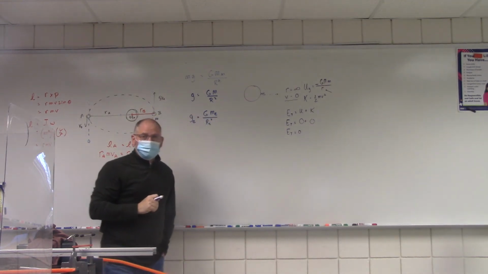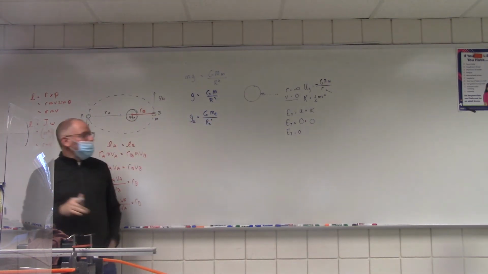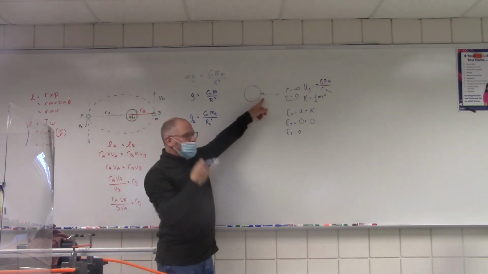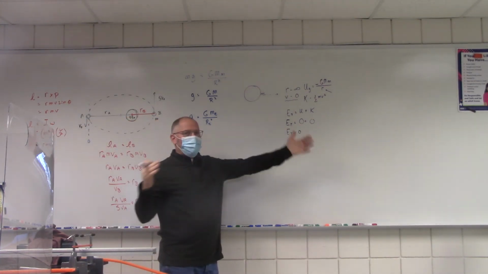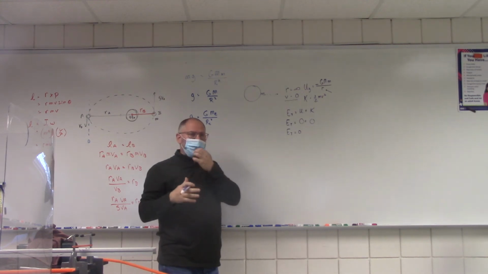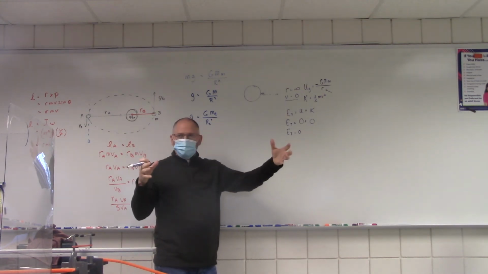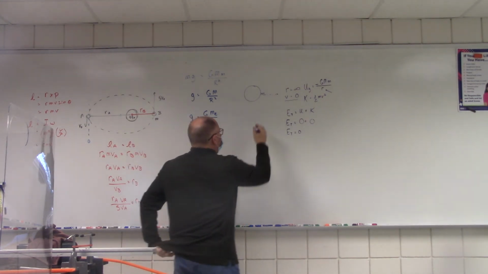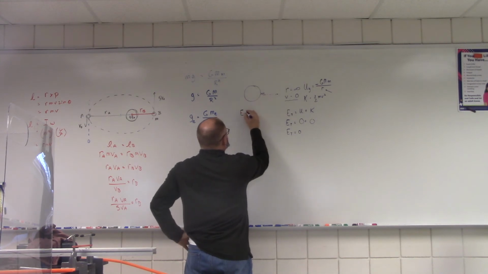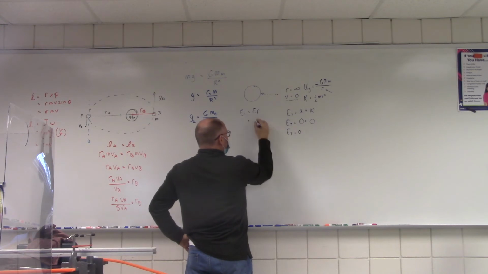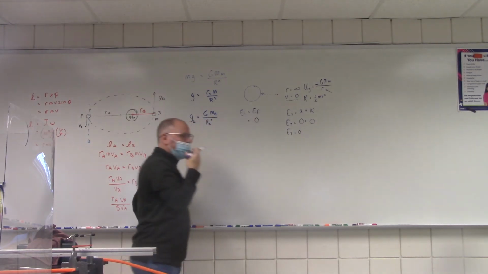Here's the thing. As soon as you throw it, there's no more energy added or taken away from it. It's just changed from kinetic to gravitational potential. Therefore, when I look here, I know that my E initial is equal to my E final. But what is my E final? 0.